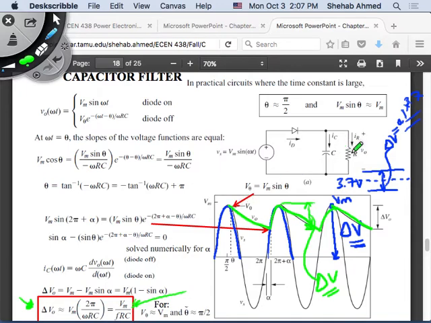If I increase the value of resistor, what happens? I'm taking less current out of the capacitor, which means that my capacitor voltage will change less. Right? Because the current out of the capacitor can only go through the resistor. It cannot go back to the supply, because the diode will block. It will go through the resistor.